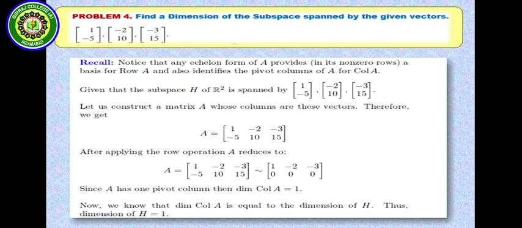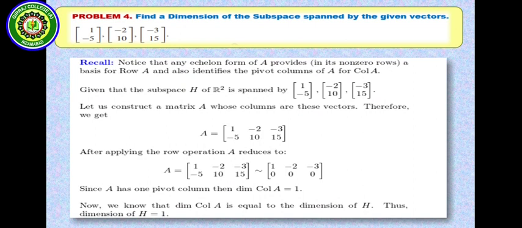So next problem, find the dimension of the subspace spanned by the given vectors: 1 minus 5 minus 2, 10 minus 3 15. So given 3 vectors, we write them in a matrix. That matrix is reduced to upper triangular form. In the upper triangular form, pivot columns form a basis and those columns are linearly independent. Non-pivot columns do not form a basis and those columns are called free columns.